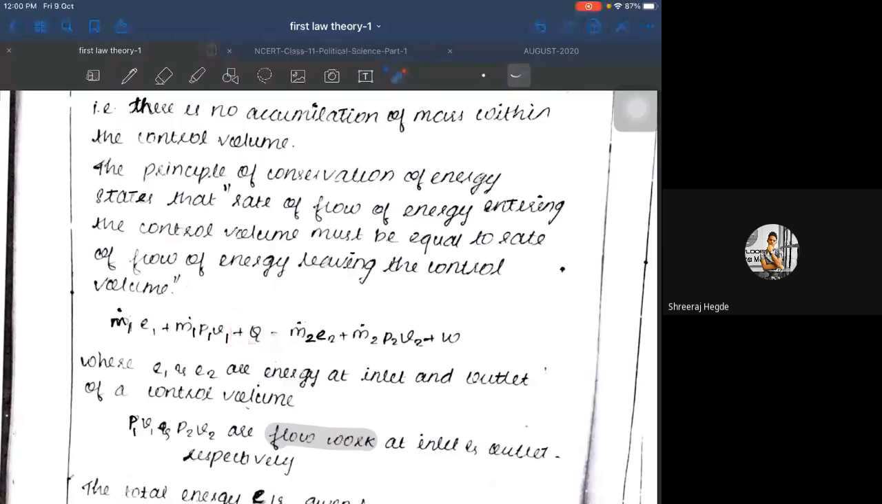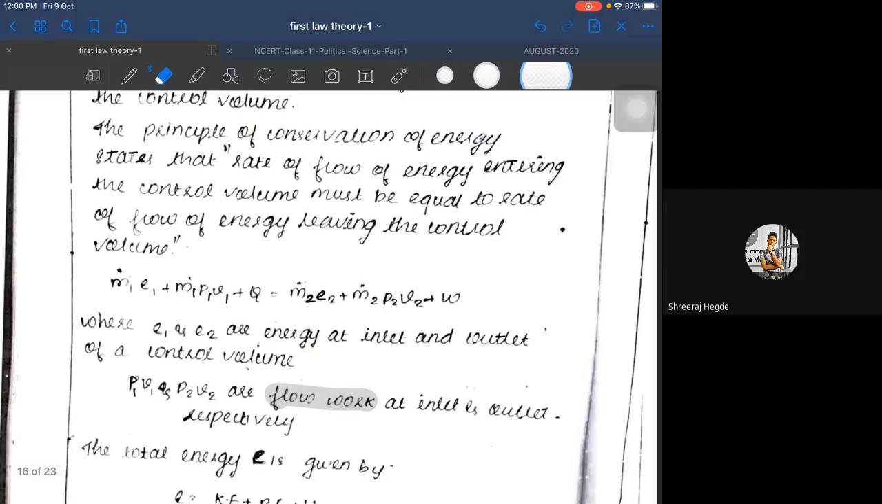So basically, you try to understand there are three different forms of energy. Just I'll specify below this. The number one is nothing but the energy itself. Next one is the flow energy. The last one would be heat or work. Now that is what is indicated here, I guess. Yes, E1 and E2 are the energy at inlet and outlet of the control volume. P1, V1 and P2, V2 are the flow work at the inlet and outlet respectively.